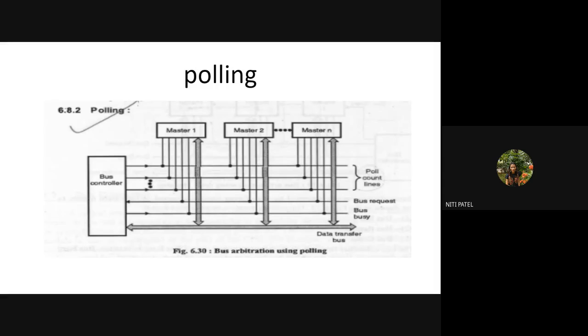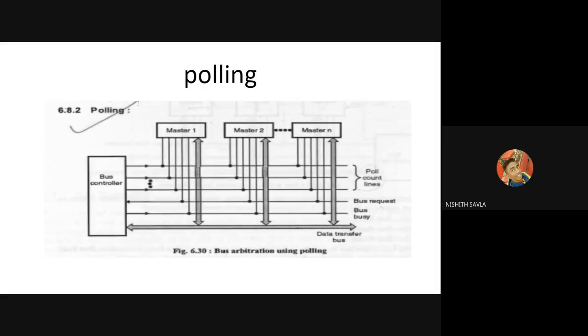So what will master 2 do at that time? Master 2, or system 2, has to re-request again. After the re-request is done, again the poll count will generate a new address, and again the bus controller will generate a new address. If that address matches, then only will the system be allocated the bus data transfer line. Is this understood?